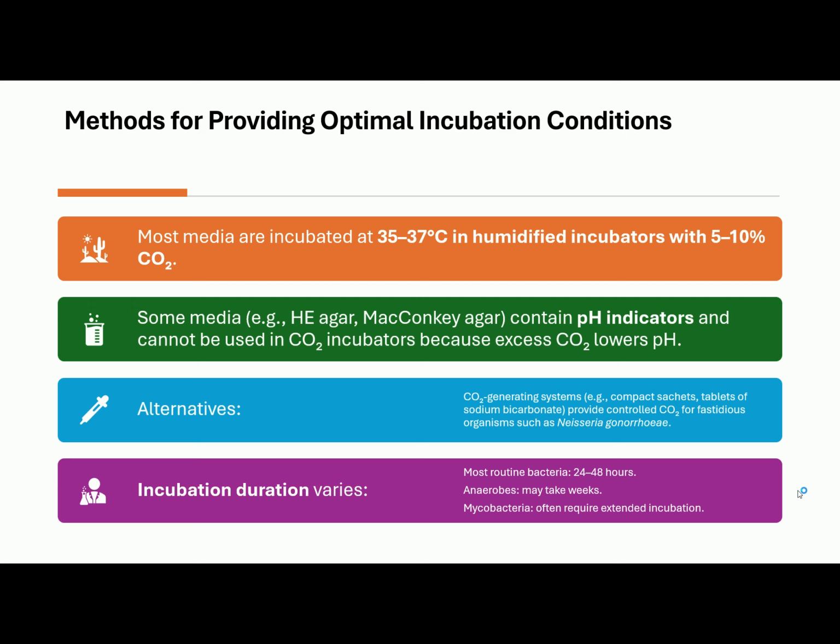Now, methods for providing optimal condition. Incubate at 35 to 37 degrees. Some media would contain pH indicators and cannot be used in a carbon dioxide incubator because excess CO2 lowers pH. If that's the case, use alternatives, class, such as a carbon dioxide generating system. Yung mga gas pack, yung nagpo-provide ng sachet, provide controlled CO2 for fastidious organisms such as your Neisseria.